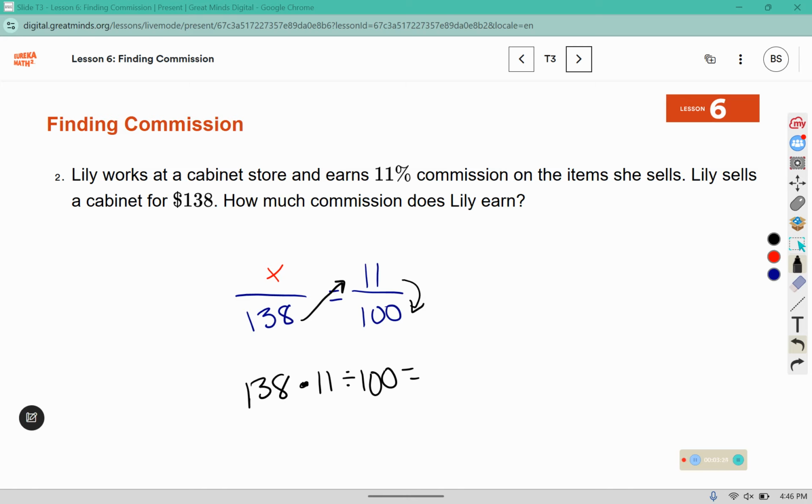$138 times 11 divided by 100 is $15.18. So that's how much money she earns for selling this cabinet.